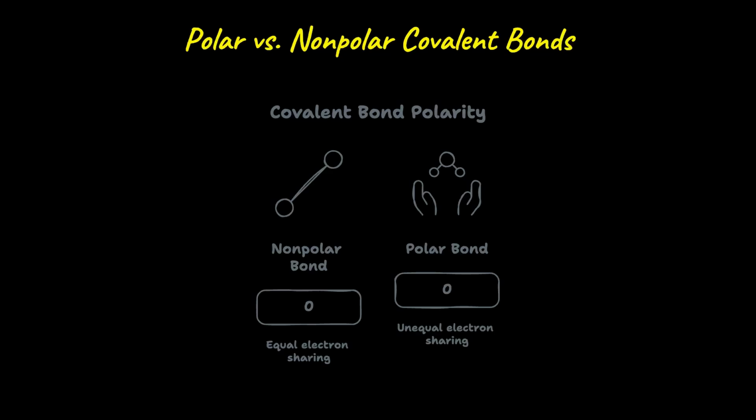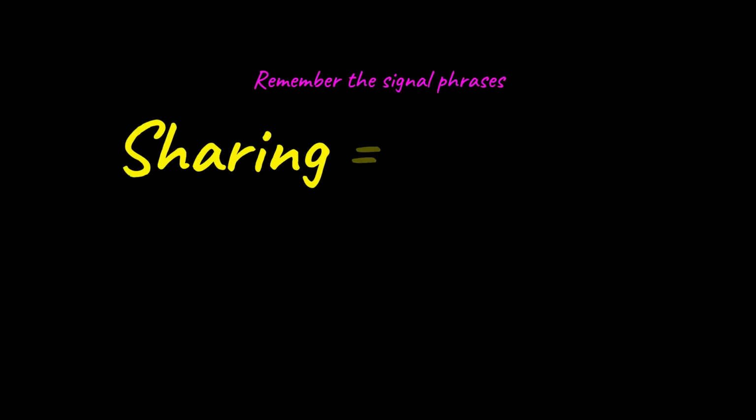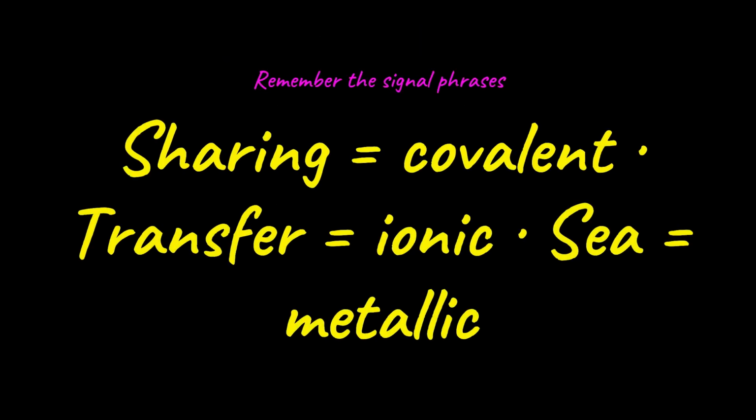This is a polar covalent bond, and it explains why water, with its two polar oxygen-hydrogen bonds, is such a powerful solvent. On any exam, the language tells you everything. Sharing electron pairs points to covalent bonds. Transfer of electrons and formation of ions points to ionic bonds. A sea of electrons points to metallic bonds. Match the mechanism to the vocabulary and you will never confuse them.